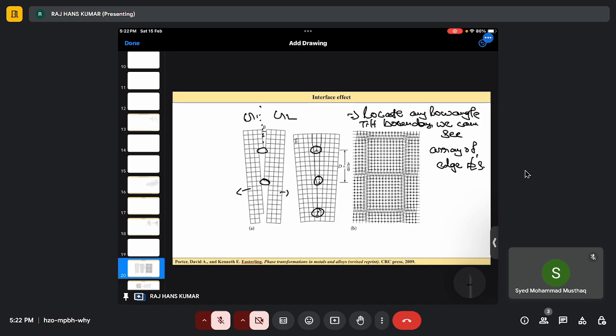What about the low angle twist boundary? Low angle twist boundary. You will find a cross grid of edge dislocations, screw dislocations. So that is a major difference.